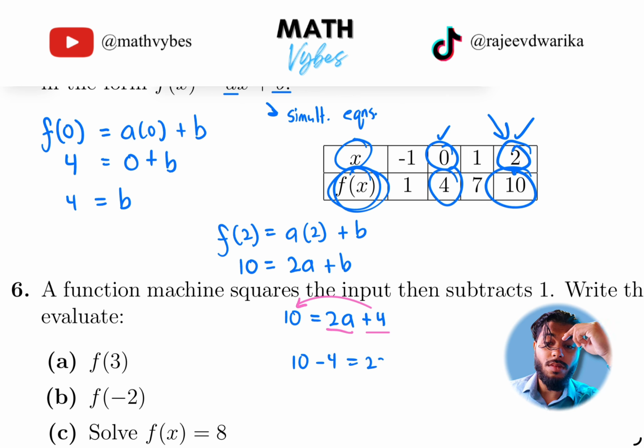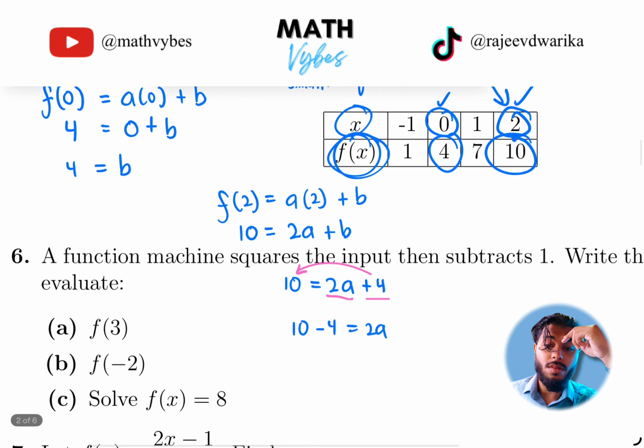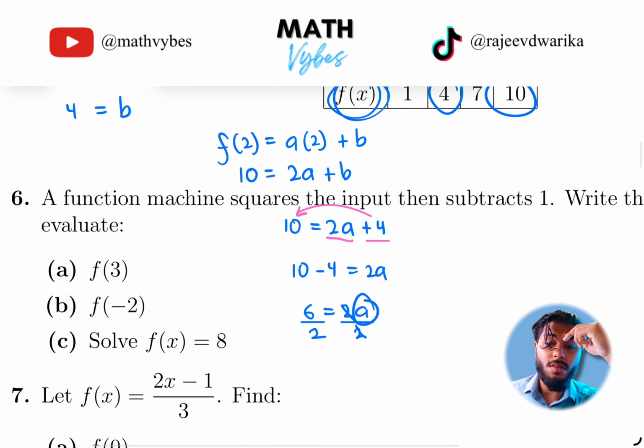If I were to move across the plus 4, the sign would change, and that would be 10 minus 4 is equal to 2A. Another way students like to think about it is by subtracting 4 on both sides, because we want to get rid of 4. So you'd have to take away 4 on both sides. So you're going to end up with 10 minus 4, which is 6. 6 is equal to 2A. If 2 times A is 6, then A would have to be 3. And the long way to do this would be to divide both sides by 2. That leaves us with A. So 6 over 2 is 3. So A is equal to 3.